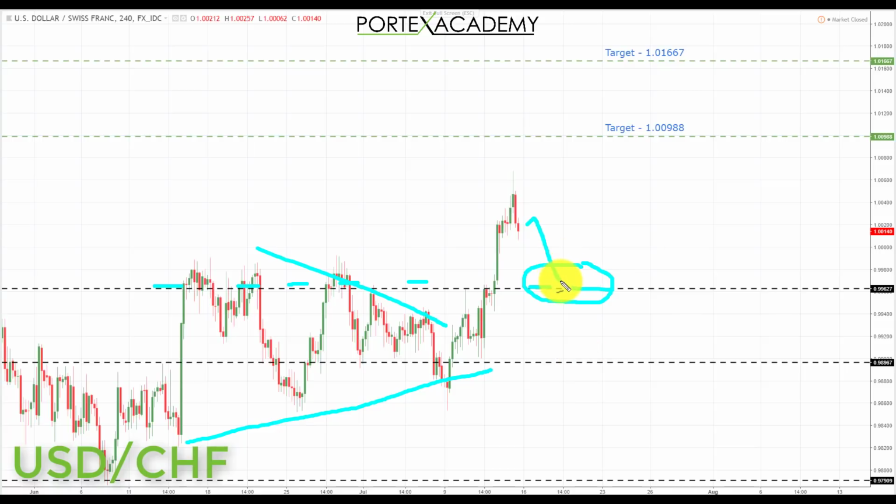And we're going to be looking at initiating longs up towards the next key area of resistance and the target set from last week at the 1.00988. And if we can get a breakthrough here, we're going to be looking up towards the next key area of resistance to the upside and target 2 at the 1.01667.